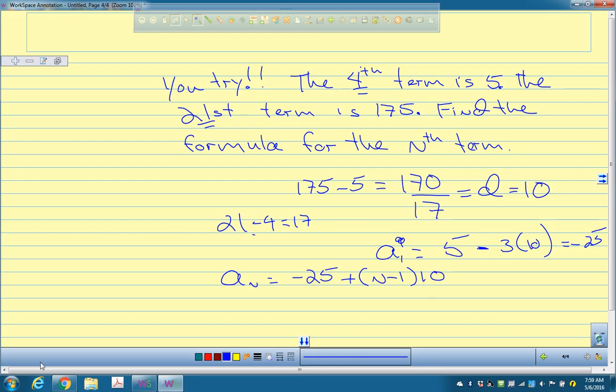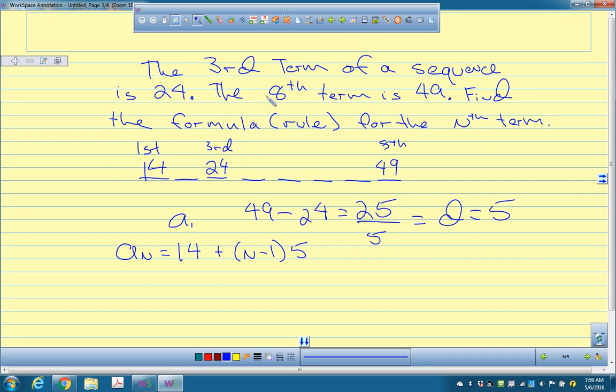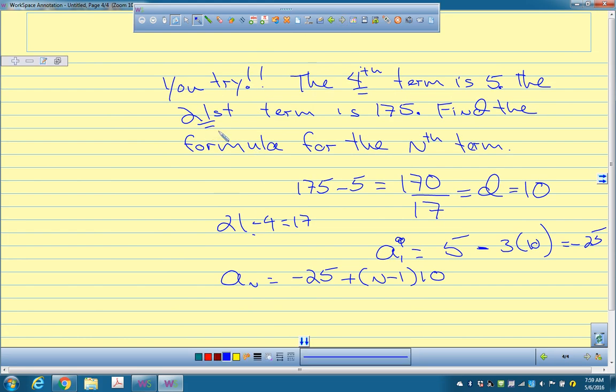Good. Did you do the other one differently? Because you divided the other one by 5 and this one by 16, or 17. That's because the other two terms were only 5 apart, so from 3 to 8, there's only 5 terms. In this problem, from 4 to 21, there's 17 terms. Okay, so this is a really cool formula that I'm going to teach you.